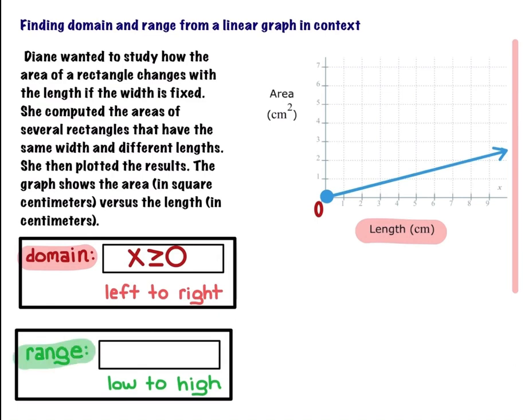Range is about the y's, and since my y-axis goes from bottom to top, or low to high, the lowest I can ever go on this graph is 0, but it goes up forever. So my y's are going to be greater than or equal to 0.